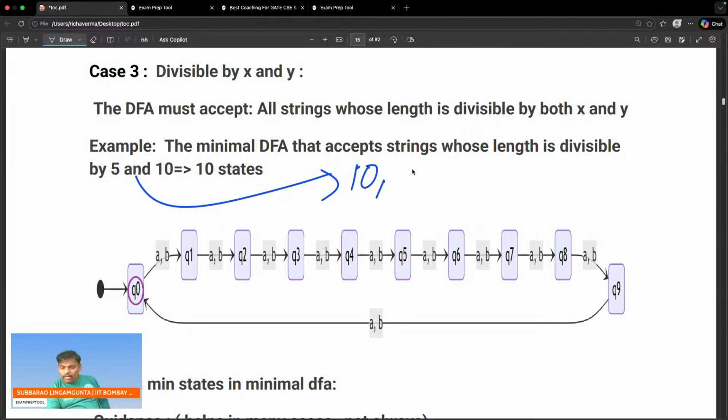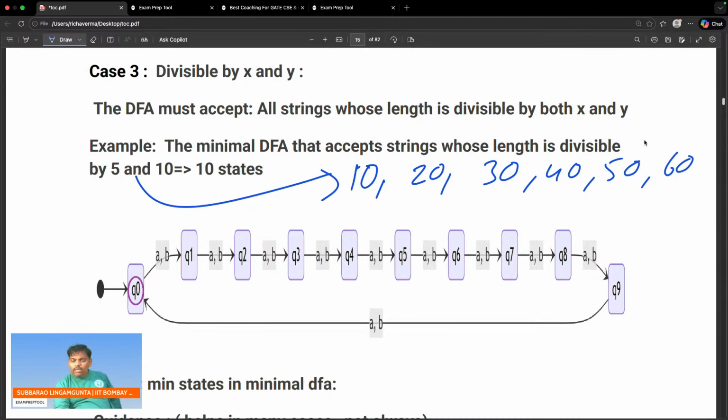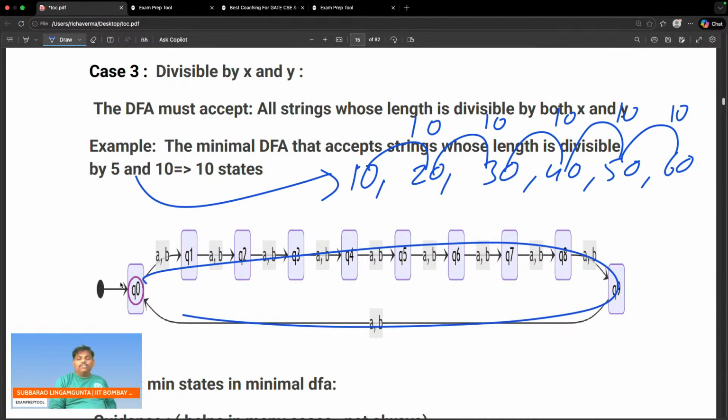Next one, I think 15 cannot be. 20. Next one 30. Next one 40. Next one 50. Next one 60. If you observe clearly, there is a difference of 10. So with the 10 difference, there is a cycle. Check, the AP series is there.